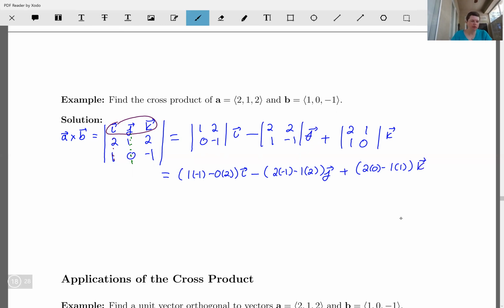So that is going to give me negative I plus 4 j minus 1 times k, or in component form, that's negative 1, 4, negative 1. And so that is the answer, and that's going to conclude the video.